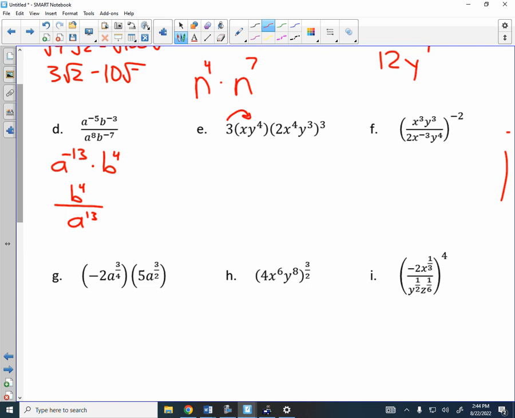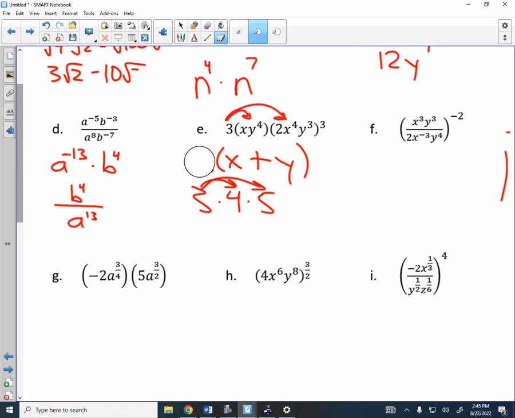Do I distribute the 3? Does the 3 distribute to each of those? What do you think? You say no? I thought when I saw parentheses, I would distribute. If it was 3 times x plus y, do I distribute there? Because it's addition, right? There's no addition to be distributed over. You get my point? If you have 3 times 4 times 5, you don't take 3 times the 4 and 3 times the 5, do you? Okay, so understand what the algebraic expression is asking you to do.